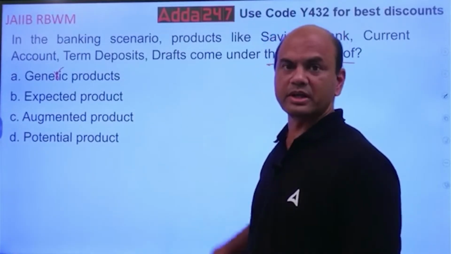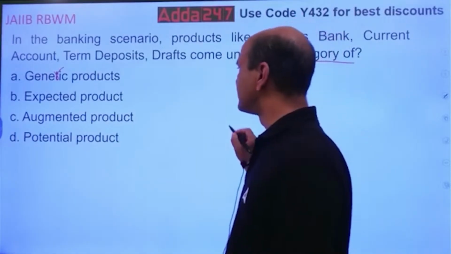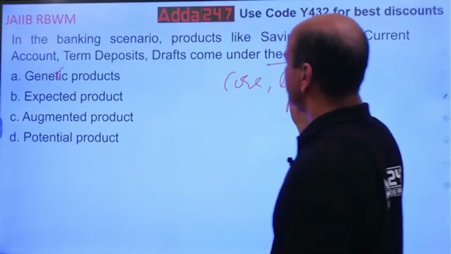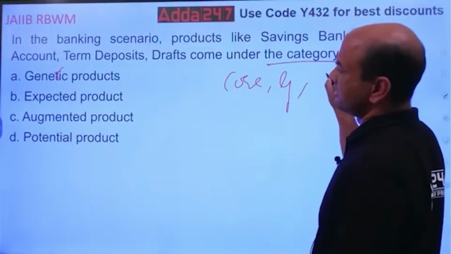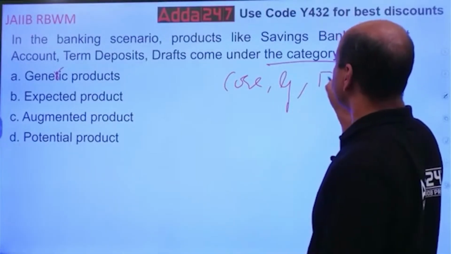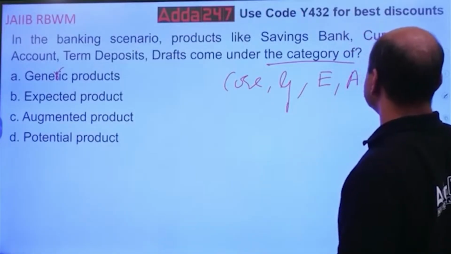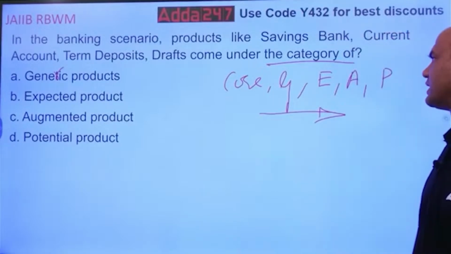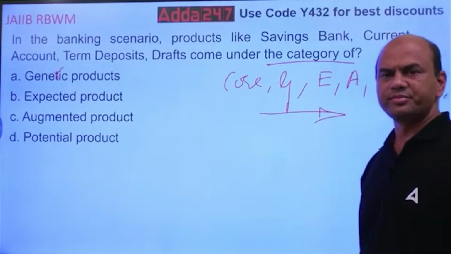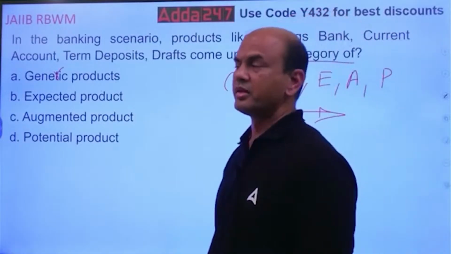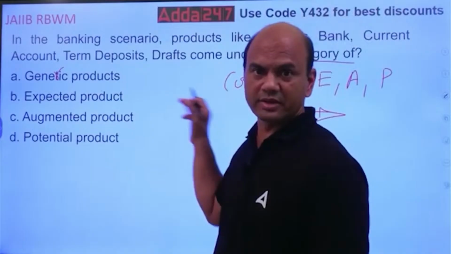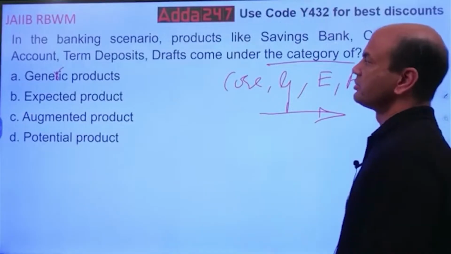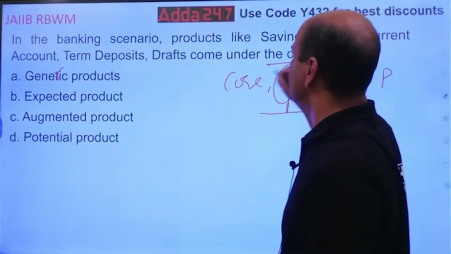Before that, there is one product that's called core product. It's like this: core, then generic. I'll just write the first alphabet now. Generic, then expected, then augmented, and then potential. This is the sequence. Okay, core, then generic, then expected, then augmented, then potential. Now, let's answer the question first. Then I'll give you the explanation of this. So, savings, term, FD, drafts, these are what? These are generic. So, this is the answer.